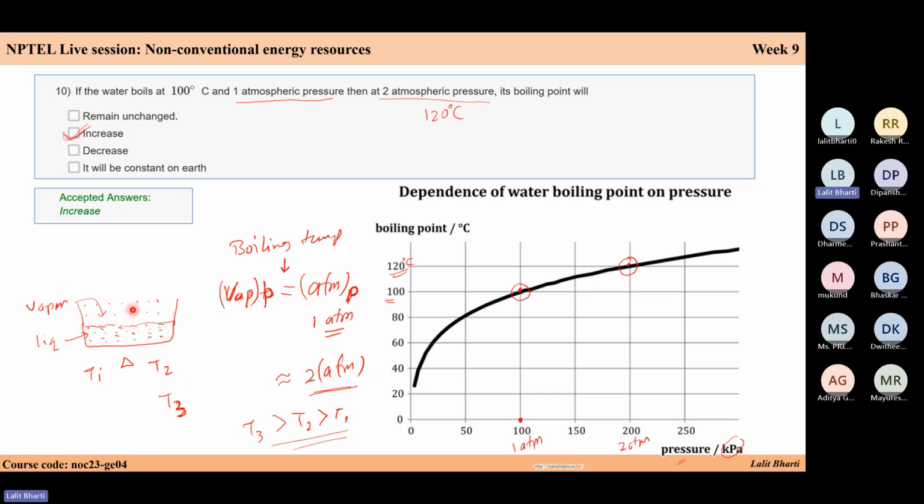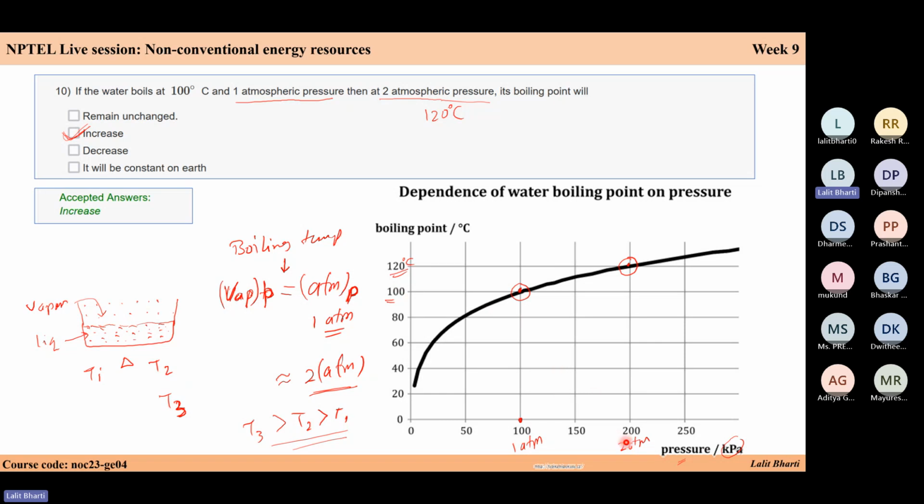So by putting external pressure, you are putting more pressure in this vapor region. So what will happen? Your temperature needs to be higher for getting that fluctuating interface condition. Basically, if your pressure is higher, you will need more temperature to boil the water, or your boiling point will increase. You can see in the same plot, at 1 atm, you have the 100-degree boiling point.